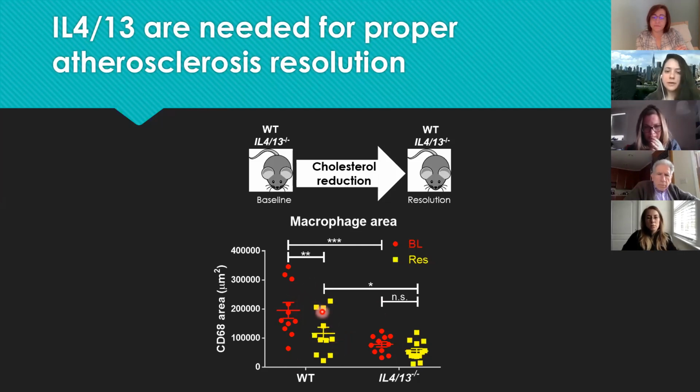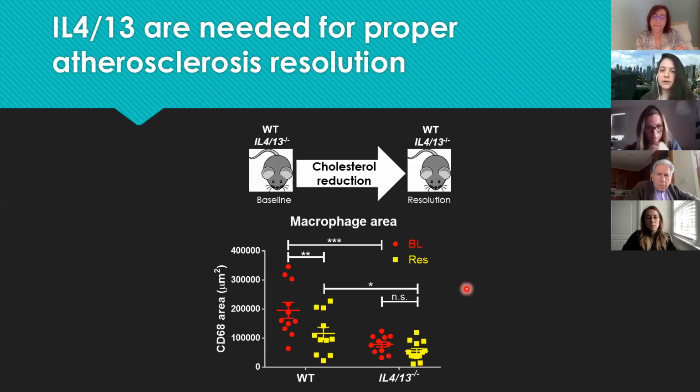In regards to resolution of disease, we saw a significant reduction in macrophage content of the plaque in wild-type animals, but not in the IL-4/13 double knockout animals. So this means that IL-4/13 are important for resolution of atherosclerosis, and without them, we see impaired regression.